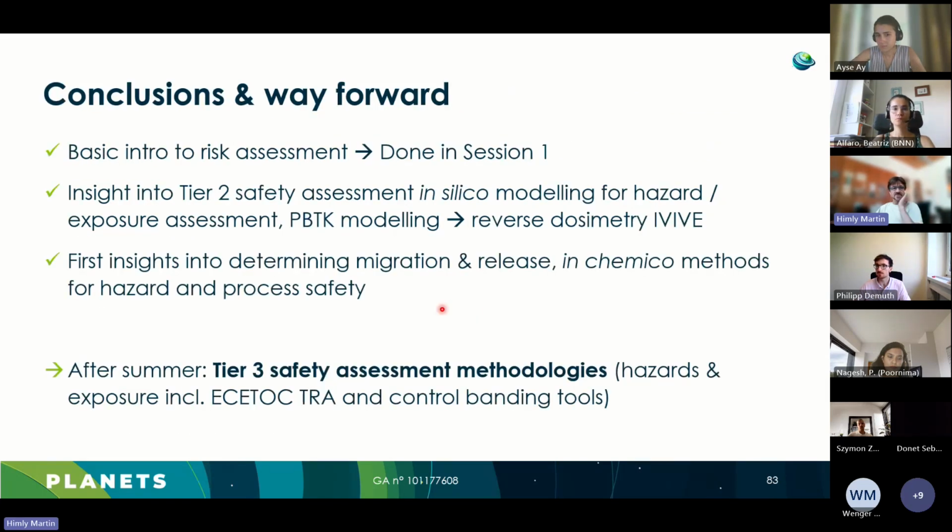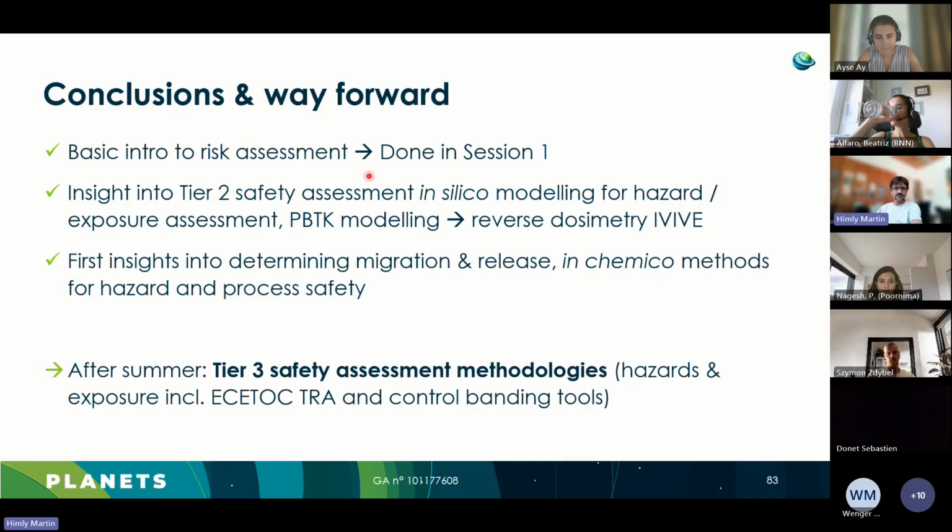What's next? So we have done several sessions already. Please, if you are interested in getting more information on QSA, look it up in our resources on the homepage of Planets. We will probably have to take this on board in the project, and we will probably still come back to many of these content items that were presented today when we discuss, after the summer break, tier 3 safety assessment methodologies, diving more deeply and in more detail into hazard and exposure assessment determination.